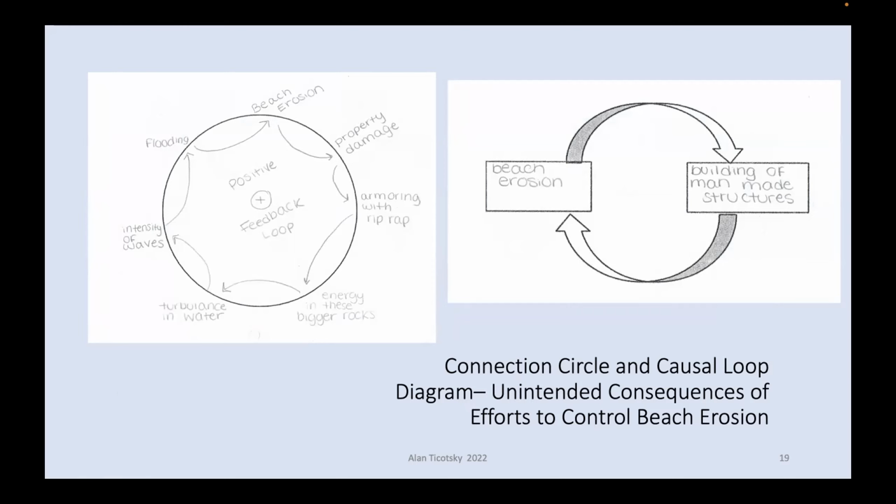stone wall that people put up, or other materials, to try to block the waves from their property so that their sand isn't eroded. And what tends to happen is that it actually captures the energy in the waves. There's more waves, more turbulence, more intensity, and there's more flooding and more erosion. So you can see that the more beach erosion, the more building of structures, and the more building of structures in that case, the more beach erosion. So it's a kind of a summary of unintended consequences there.